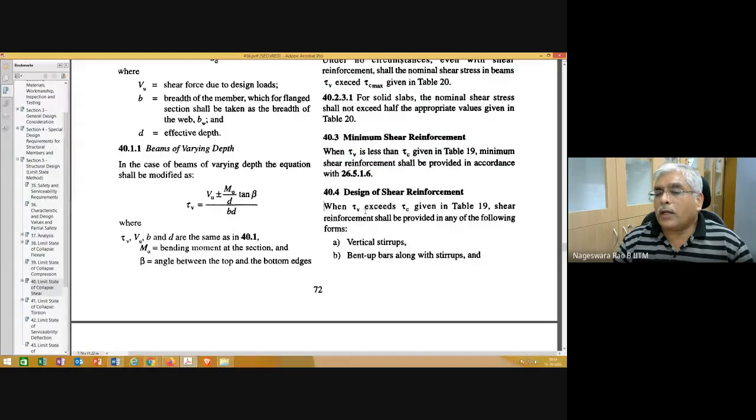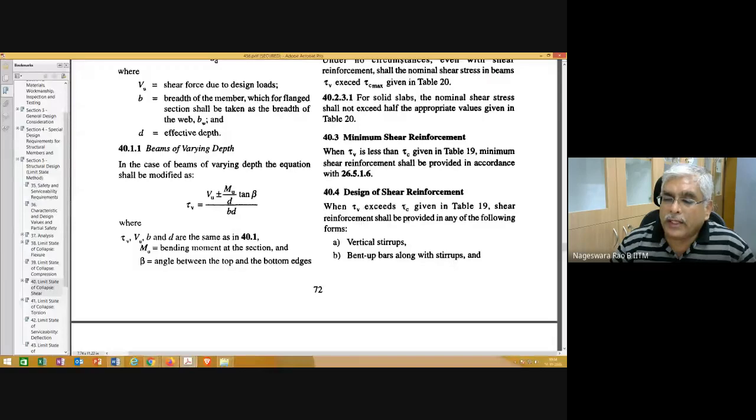So now you got tau v and tau c. When tau v, that is the nominal shear stress coming because of the loading, exceeds tau c, the design shear strength given in Table 19, shear reinforcement shall be provided in the following forms. Shear reinforcement can be provided as vertical stirrups.